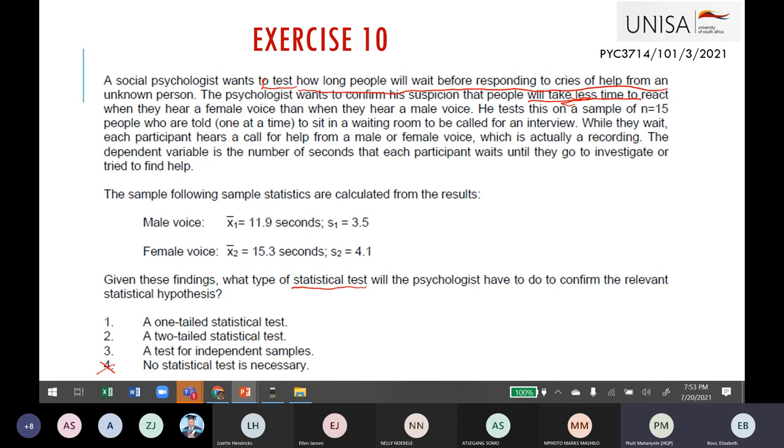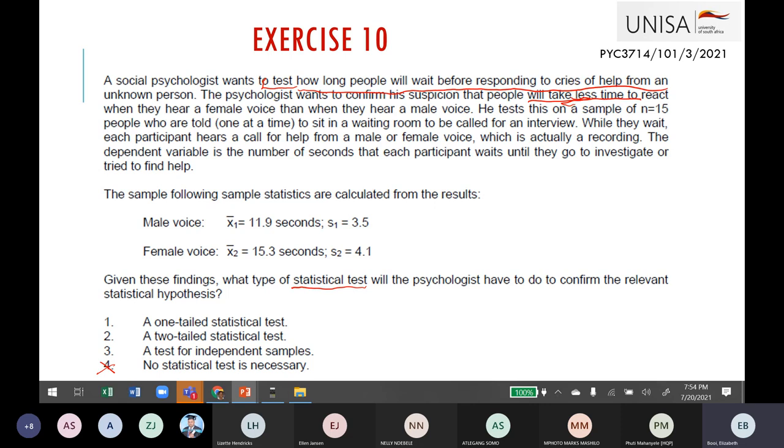Let me ask a question. If I know from the readings that the values I get sort of nullify my initial suspicion, why would I continue and test? No, it doesn't nullify your suspicion. My suspicion is that people will take less time. Yes, that's your suspicion, but we need to test that.